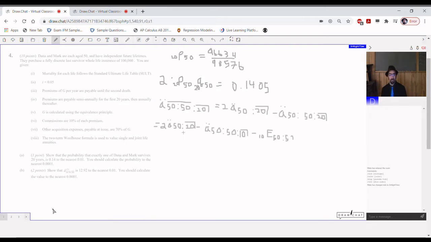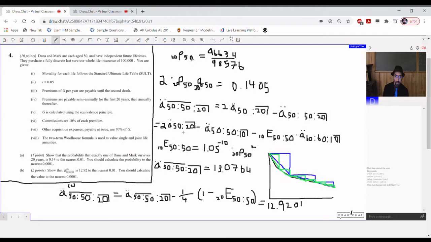So, you look in the tables, you get the probability of a 50-year-old surviving 20 years. You take 2 times that probability times 1 minus that probability. You get 0.1405, right? Simple enough, right? There are 2 ways one could survive. Either Dana could survive and Mark doesn't, or Mark survives and Dana doesn't. Okay.